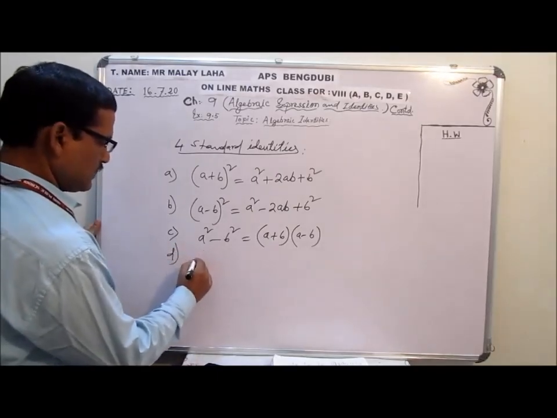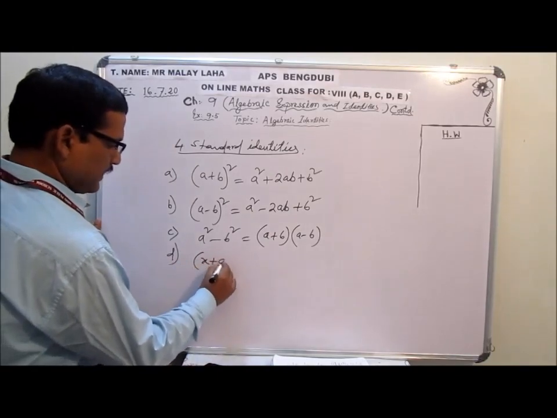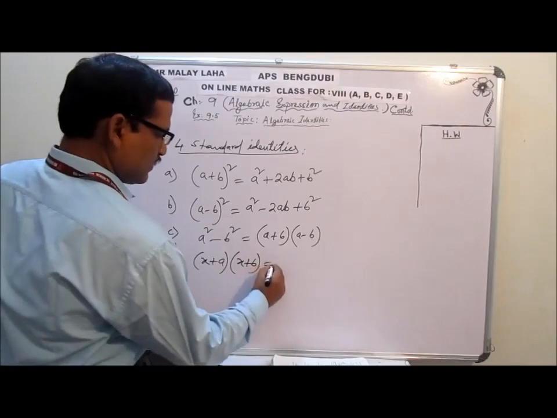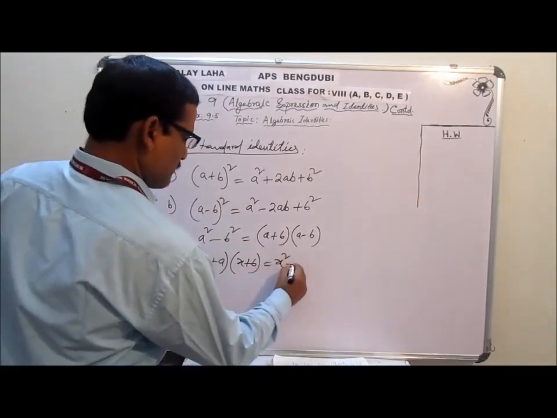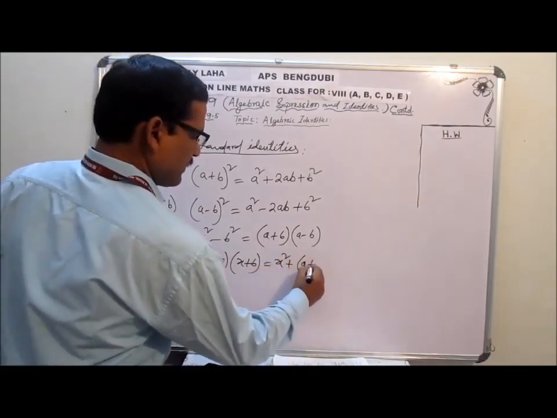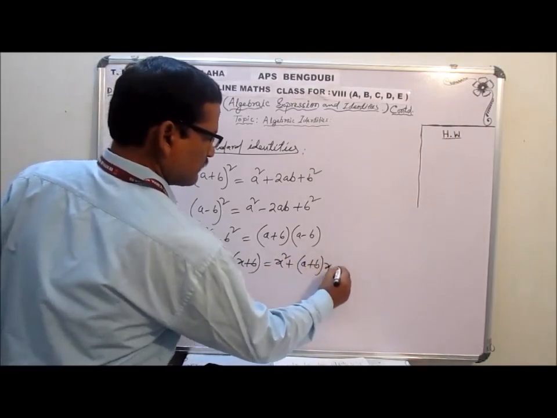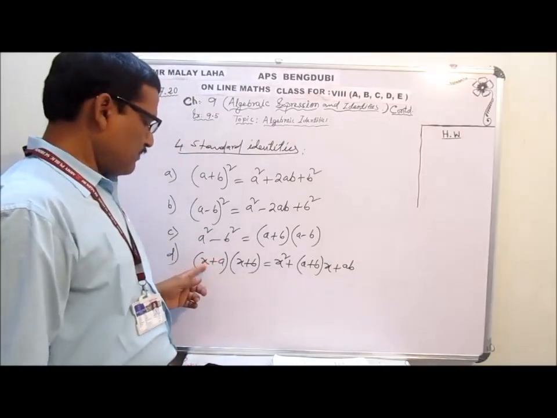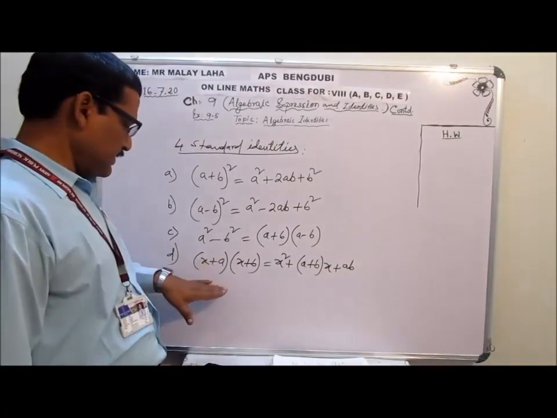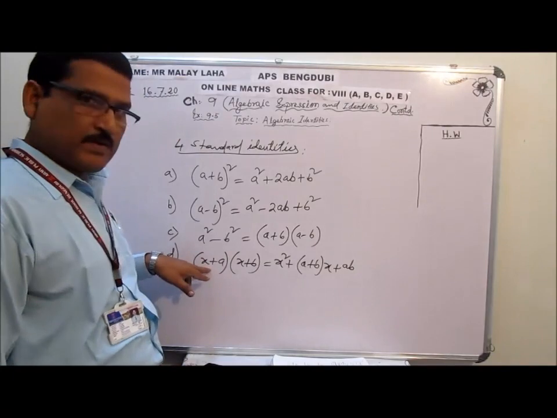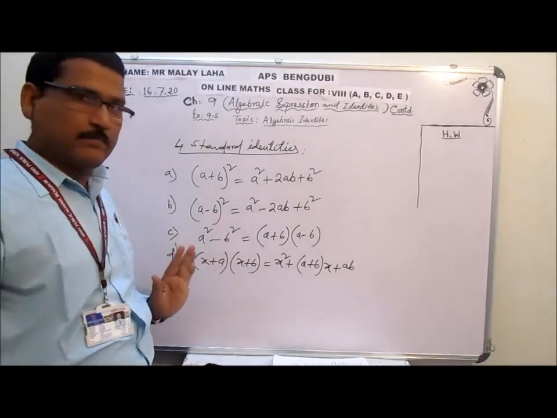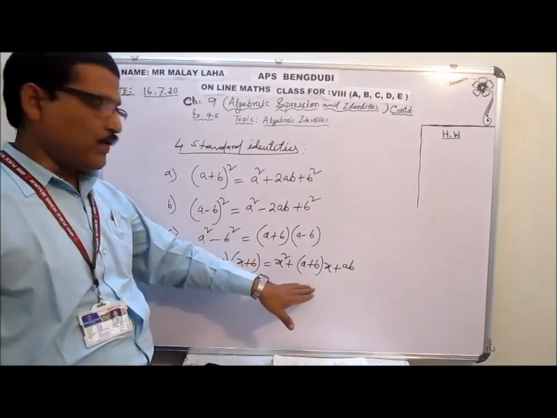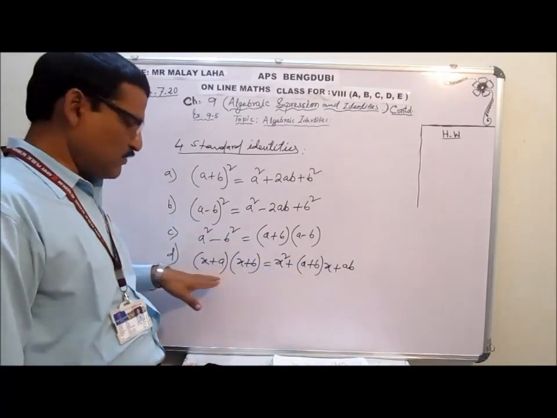Now the fourth identity is what? (x plus a) into (x plus b) equals x square plus (a plus b) into x plus ab. Okay, two binomial expressions, where one term is common and the other terms are variable. When it is given in this form, you have to write down this form. When it is given in this form, I have to write down this form.